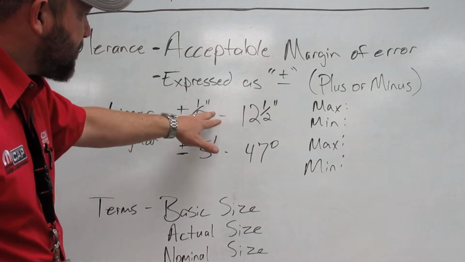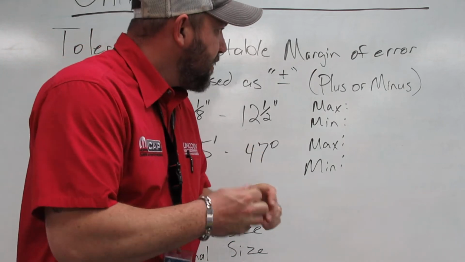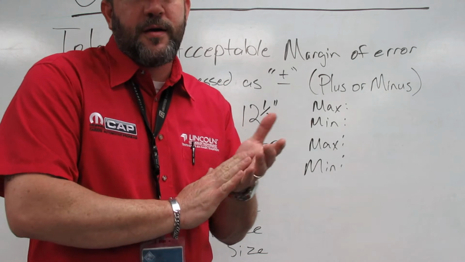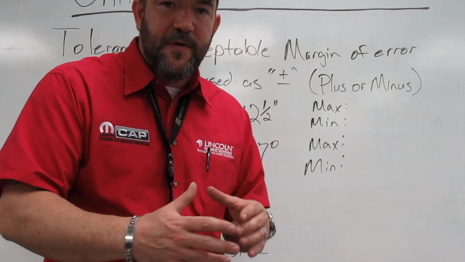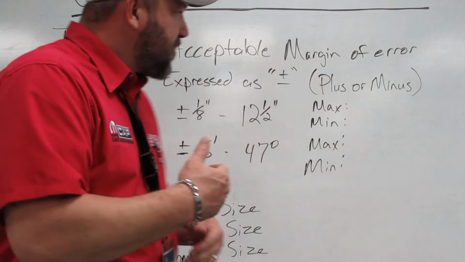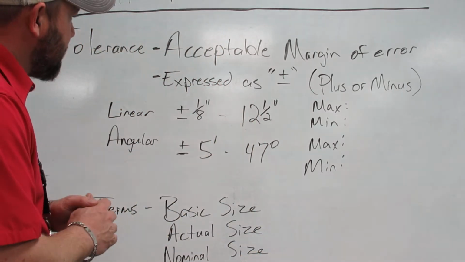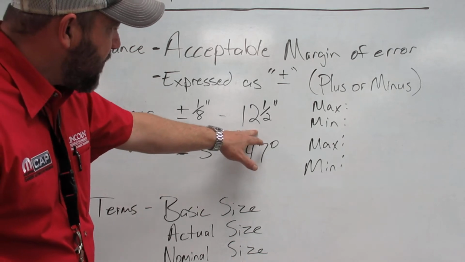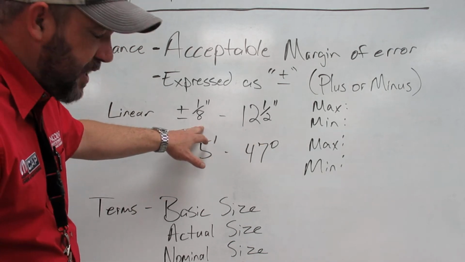So the tolerance, remember in the last unit, in Unit 3, we were talking about something called a title block. And a lot of information is found in that ruled block at the bottom right of every blueprint. So your tolerance can be found there generally. Now your linear dimension here, 12.5 inches plus or minus 1/8 of an inch.